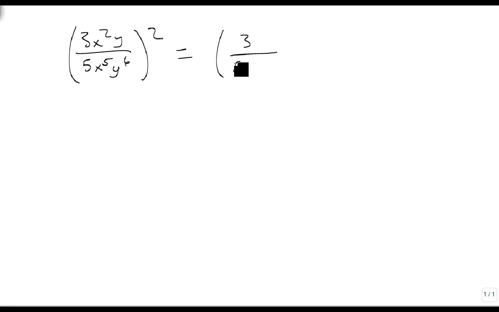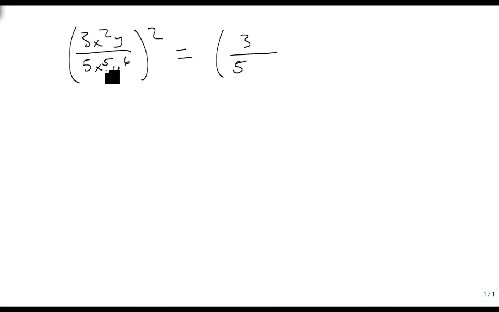We're going to start with 3x squared y over 5x to the 5th y to the 6th, quantity squared. And there's two ways to do this, but the way that I always recommend is that you go from the inside first and then deal with the outside, just like the order of operations. So I'm going to start with the numbers. 3 over 5 doesn't faze me. They don't have anything in common. So we're going to stay with a 3 on top and a 5 on bottom.